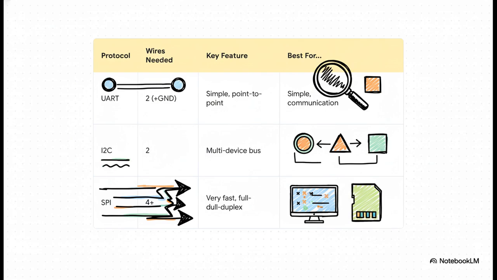You know, for simple, direct communication or just for debugging, UART is your best friend. If you need to connect a whole bunch of sensors using the fewest wires possible, I2C is the undisputed champ. But when you absolutely need to move tons of data at the highest speed you can get, for things like screens or fast memory, you've got to bring in the power of SPI, even if it means using up a few more of your pins.